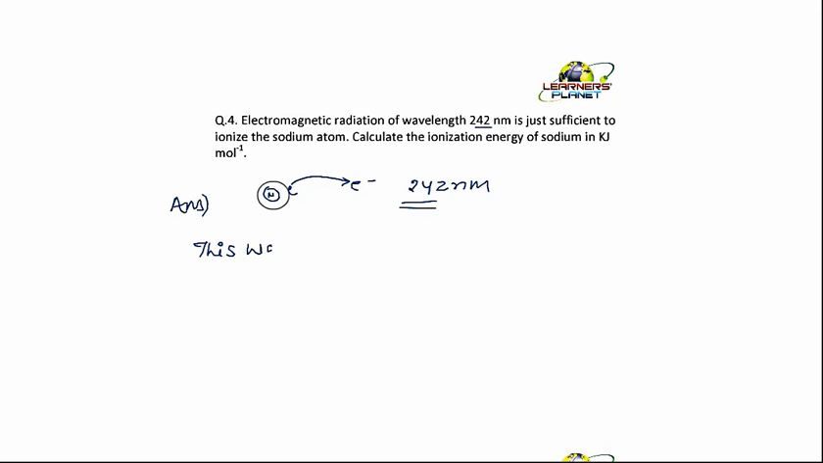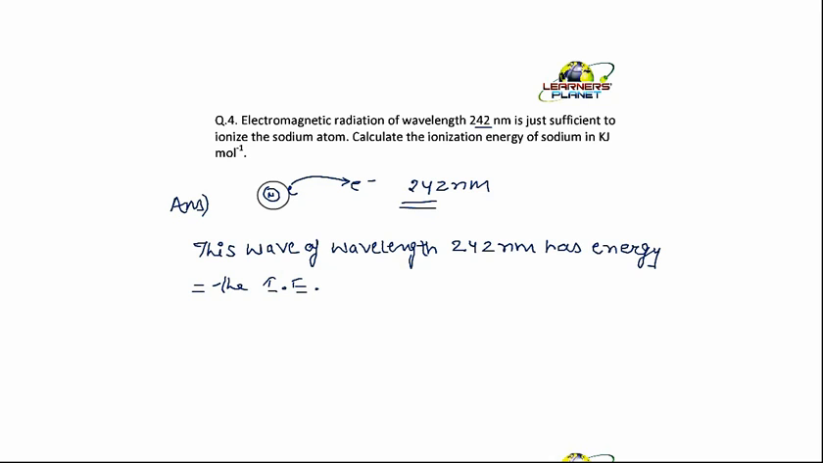That is, this wave of wavelength 242 nanometer has energy equal to the ionization energy of sodium atom, right? So let's first find out the energy associated with the wave.